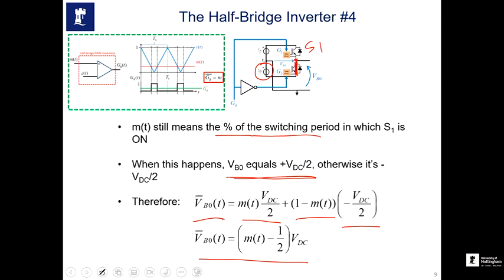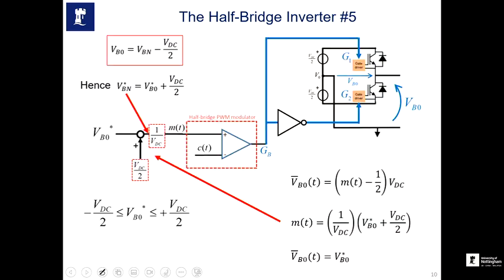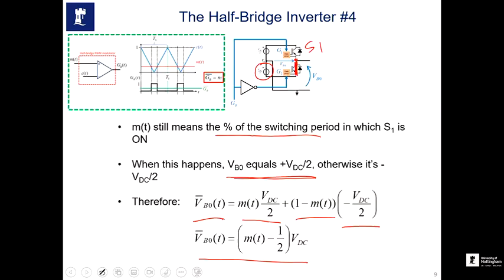Now, how can we derive a block diagram for the modulator based on this equation? As you can see, the block diagram for the half bridge modulator is slightly changed. We have this extra VDC by 2 term. So how can we derive it? Just by looking at the earlier block diagram where we derived it.